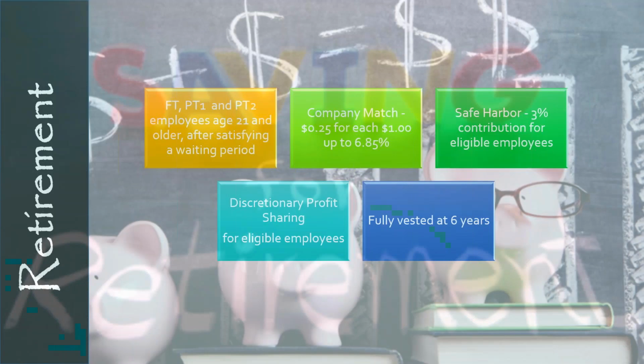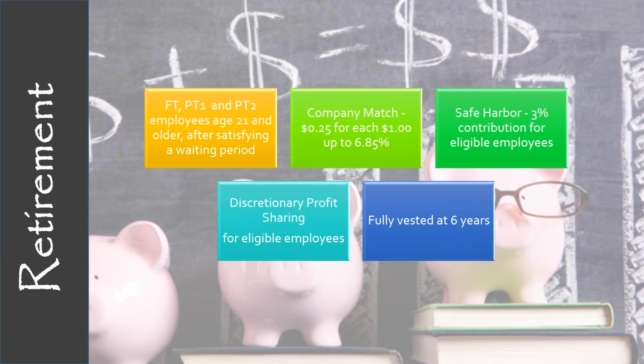So retirement, something that everybody puts off but always looks forward to. We cover and allow full-time, part-time 1, and part-time 2 employees to participate in our 401k plan as long as they're age 21, which most of us are. I look back to 21 with, I could go back there. So you have to satisfy a waiting period. It's the first of the month following 30 days of employment.